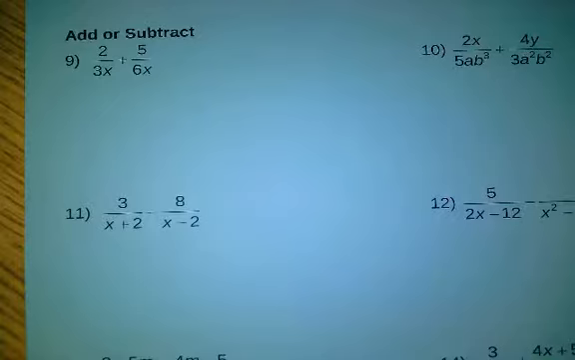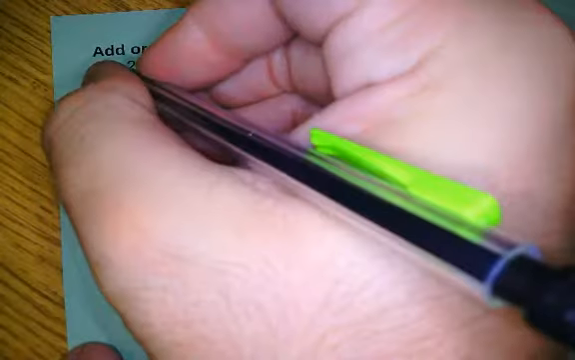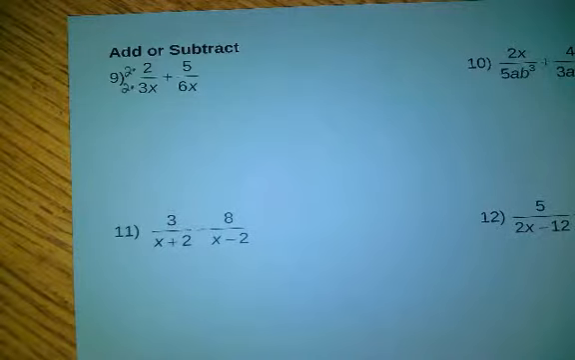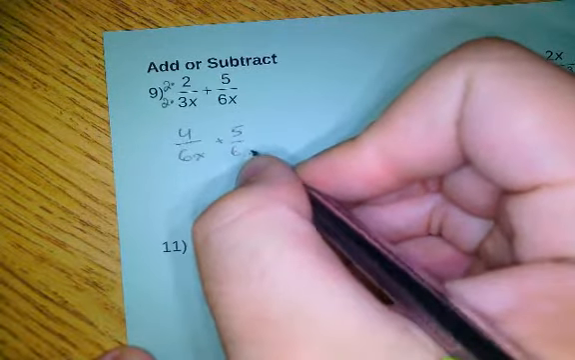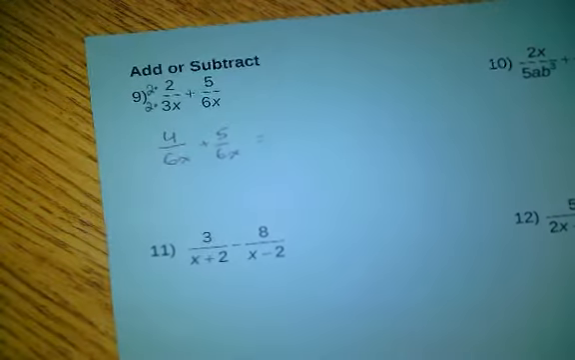Sometimes you multiply both fractions. Sometimes you need to do just one. In this case, what can we multiply to get these to be common? Which one by 2? Both of them? One of them? Just the left one? So times 2. And that's going to give you a 6. So you're going to get 4 over 6x plus 5 over 6x. Which is how many over 6x? 9 over 6x.